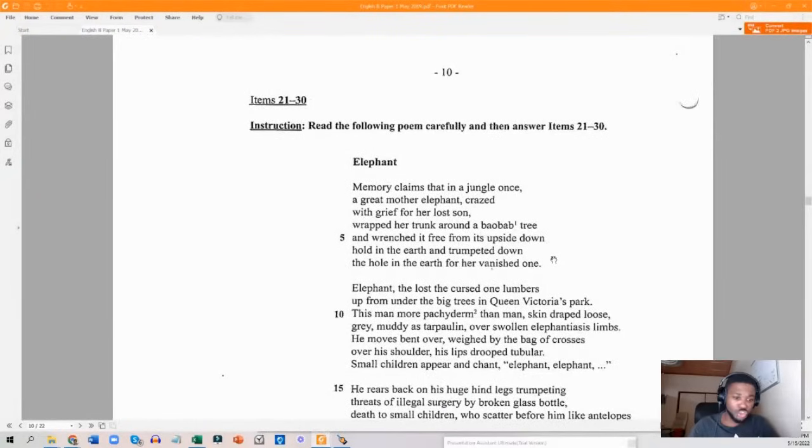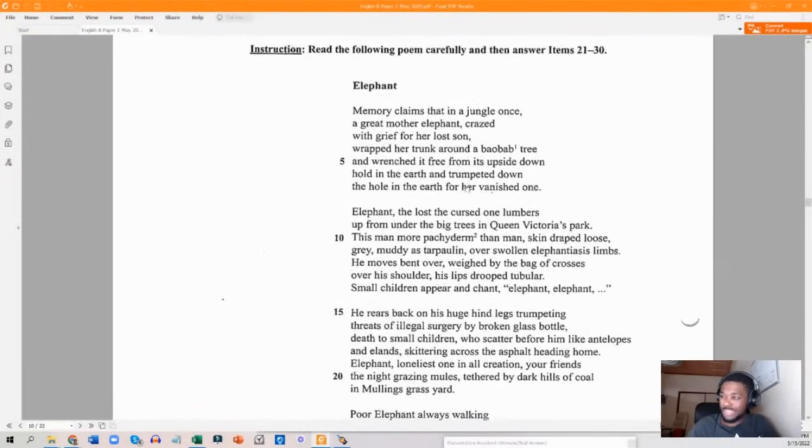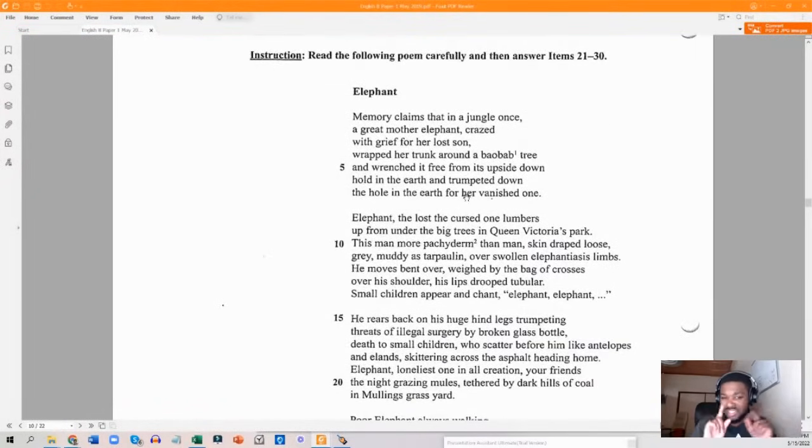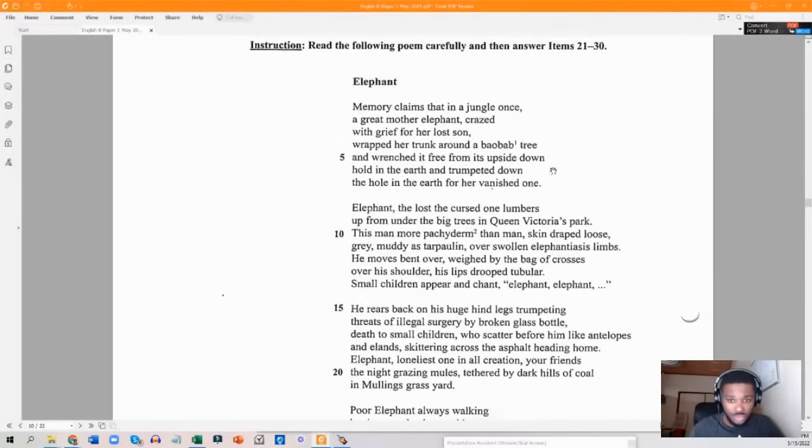I don't think it's an extremely difficult poem, but if you miss one particular thing in this poem, and if you miss that one detail, you're finished. You will just not be able to answer anything on this poem. But once you notice that one detail that you're going to see shortly, you will realize that it's not actually a difficult poem. Okay, I'll read the poem, and then we'll get into the questions and answers.